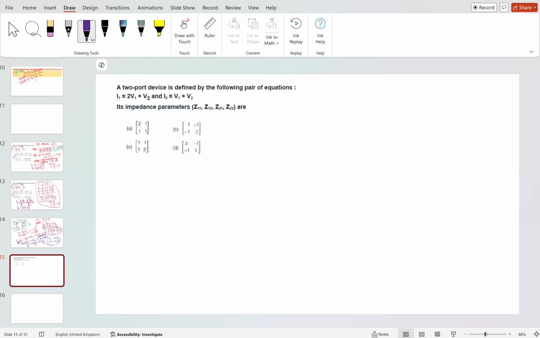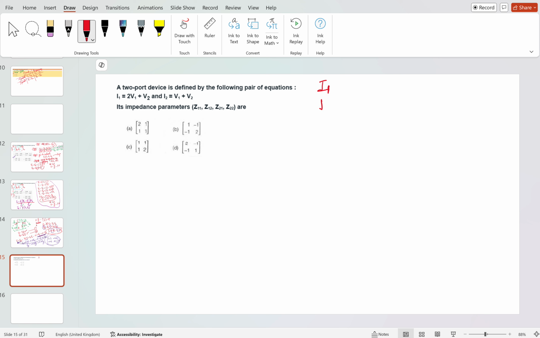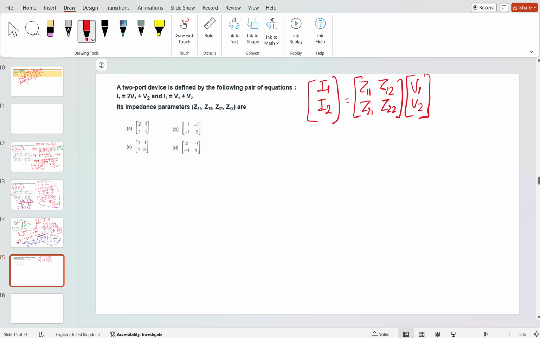This is very simple. I will write the equations if you need that. So let me write the equations. You could start solving. So I1, I2. Here the Z matrix you have to find out. So it is equal to I1, I2 is equal to Z11, Z12, Z21, Z22 times V1 and V2. Try to solve this. Try to write the I1 equation in terms of V1 and V2, and the I2 equation in terms of V1 and V2, and try to find out the Z parameters.